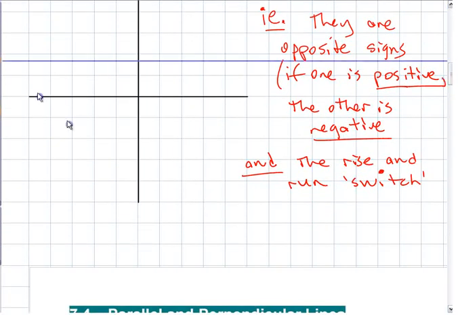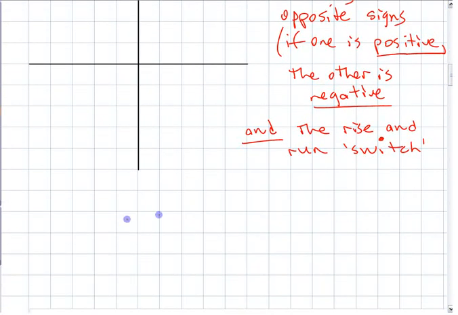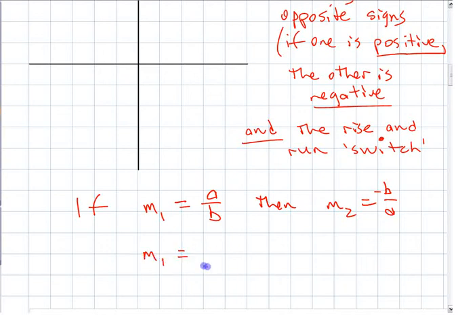If you want to write a rule for it, if the slope of the first line is A over B, then M2 is B over A with a negative sign in front of it. Or if it's just a number, let's just put a number here, if that number is C, then M2 is negative 1 over C, whatever that is.